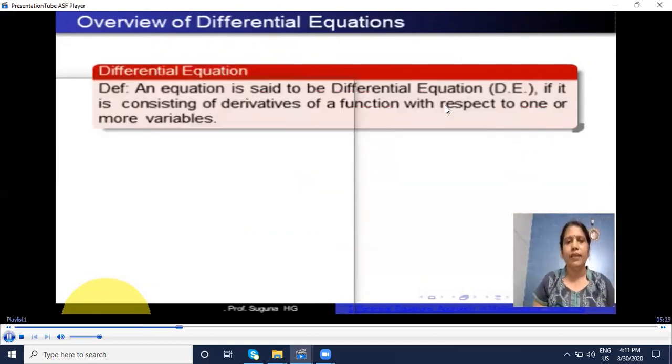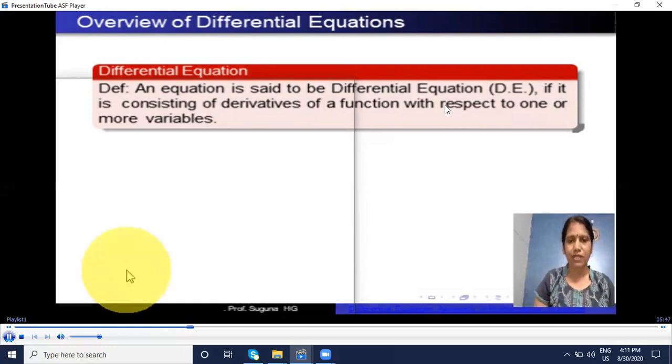Then let us go to the overview of differential equations. To make these mathematical models, we use differential equations of first order as well as second order and also partial differential equations. These three types of equations are used in mathematical modeling. First, let me tell you about the differential equation.